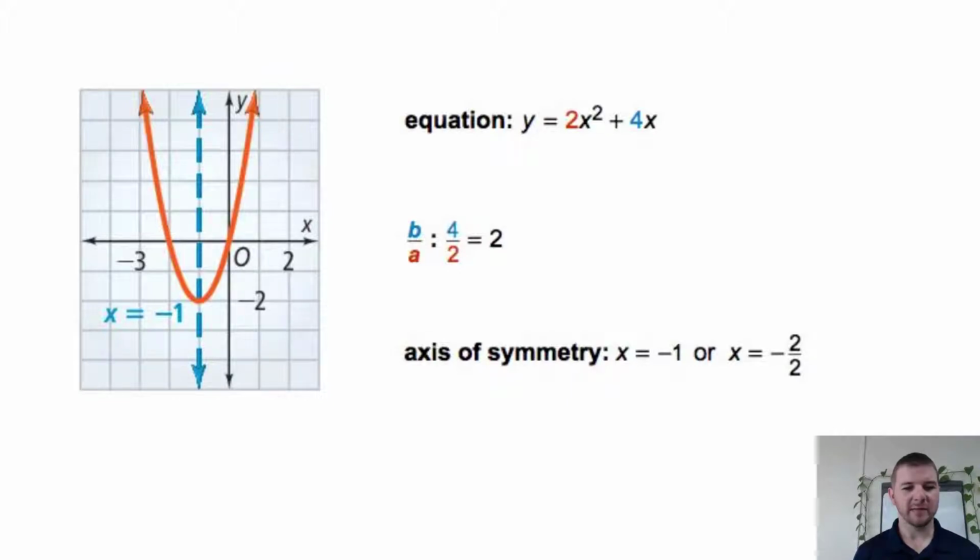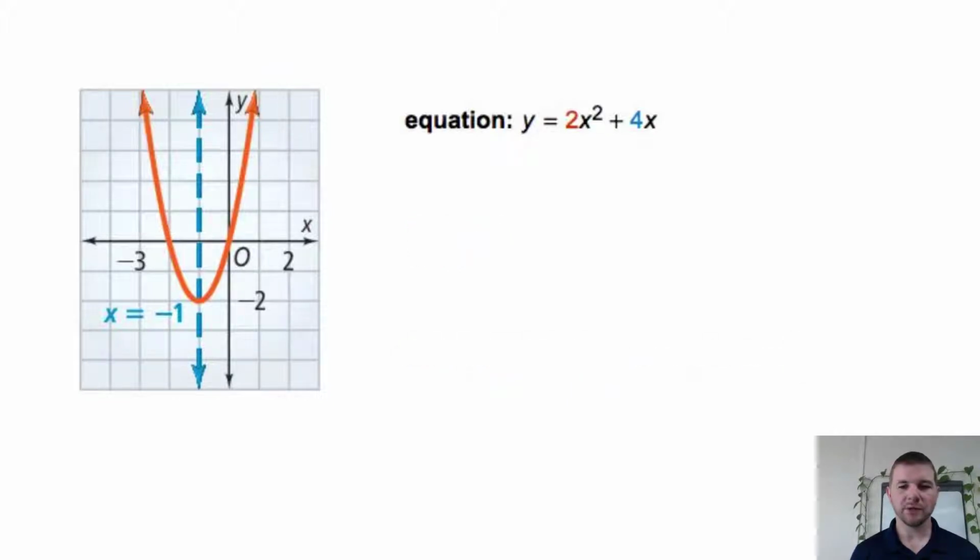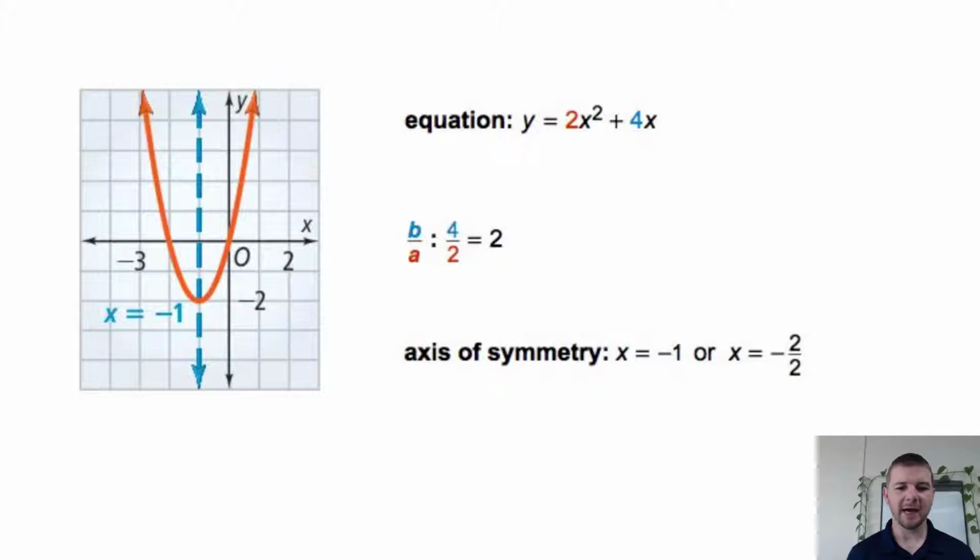In this graph and equation, y equals 2x squared plus 4x. The ratio b to a is 4 to 2, or 2. And in this case, our axis of symmetry is the line x equals negative 1, which we could also think of as x equals negative 2 over 2.